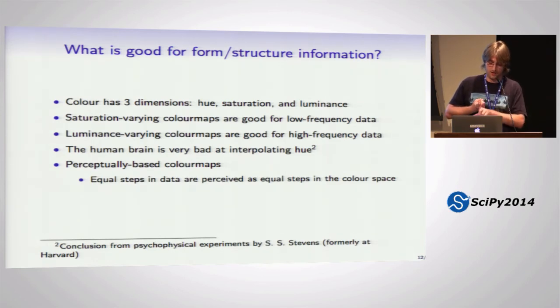From the paper, saturation varying color maps are very good at understanding changes in low frequency data. Saturation is basically when colors fade in and out. Luminance varying color maps are good for high frequency data. Luminance is basically how bright a color is, so how black or how white it is. The human brain is incredibly bad at interpolating hue. Hue is the thing that assigns names to the values, so green, red, those are all hues. Perceptually-based color maps are defined to be color maps that give you equal jumps in color given equal jumps in data, so your brain perceives this.